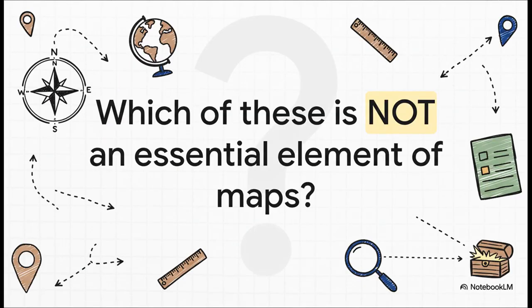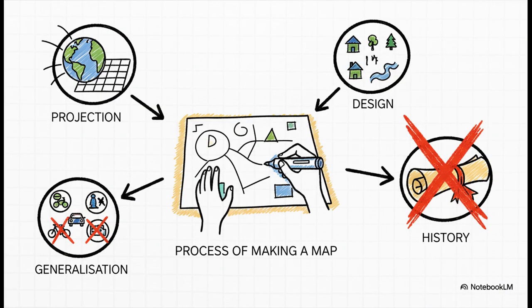Okay, next one. Which one of these is not an essential element for making a map? Think back to our 5 secret ingredients. Which one was not on that list? Of course, the answer is D, history of maps. While history is super interesting, you don't actually need to know it to make a map, right? Projection, generalization, and design are absolutely essential. You guys are on fire.